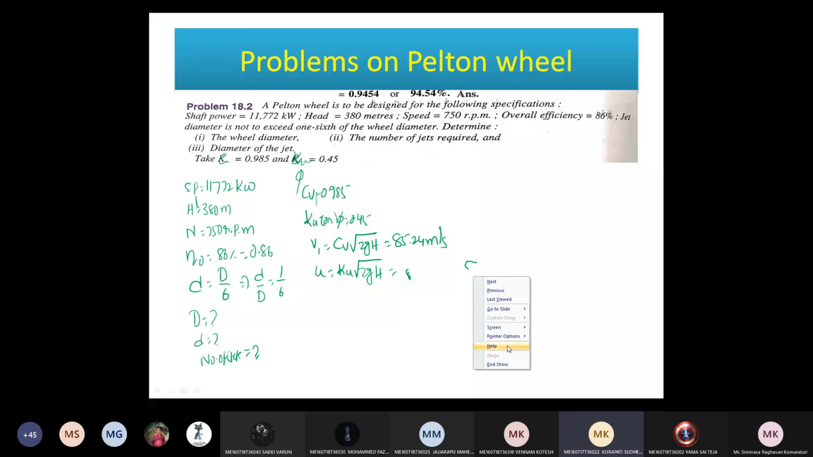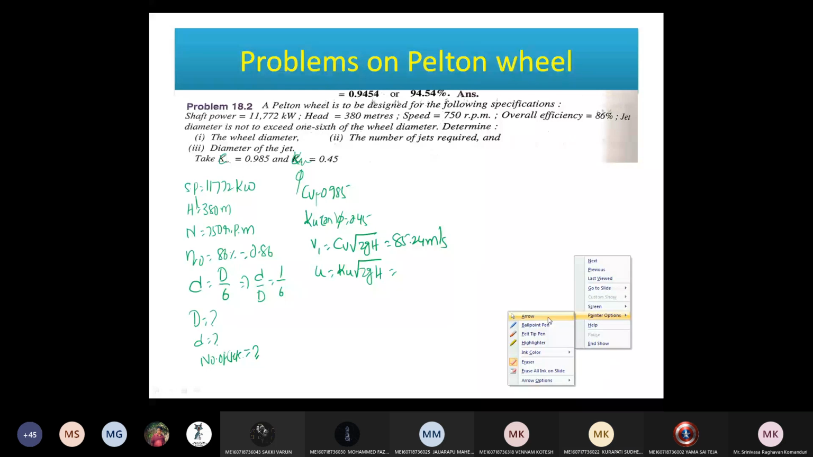Sir, U1 value is 38.85 meters per second, which is nothing but U1 is equal to U2.